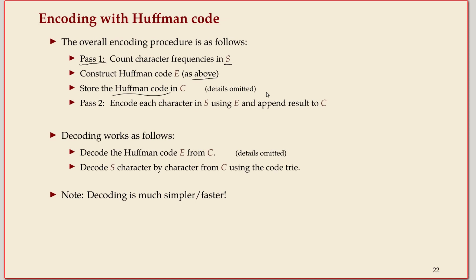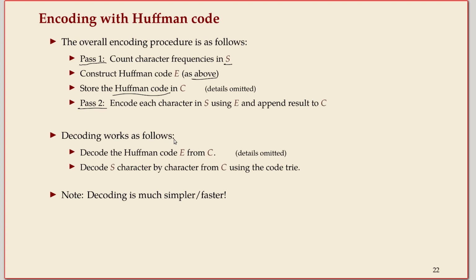I won't tell you in detail how this is done. There's many options and many opportunities for further tricks there, but if the text is long enough and the alphabet is not too big, the details don't matter so much. So that's why we don't discuss that in detail. And then the second pass is actually storing the source text using our code. So you go through the source text and each character is encoded using E, and you append the code word to the output, to the bit stream that encodes your source.